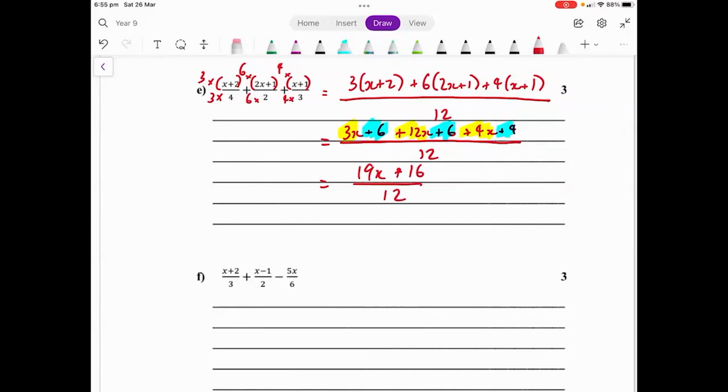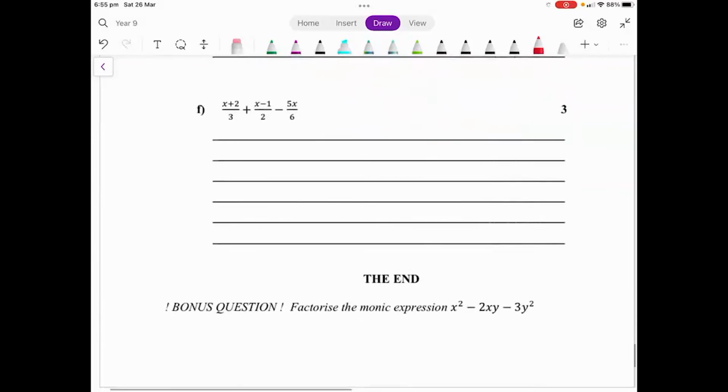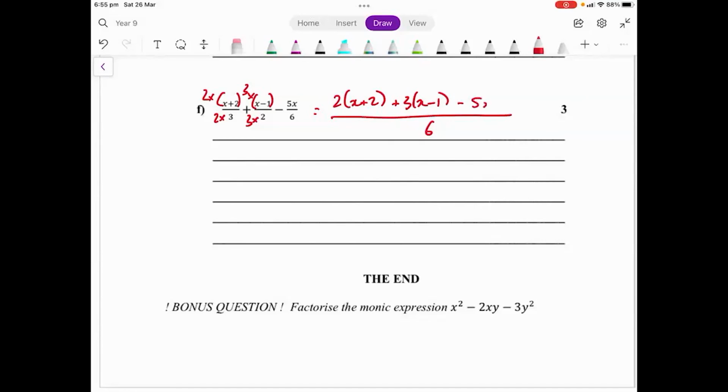Question F, very similar. This time I'm going to have a common denominator of 6, which means that the first term gets multiplied by 2 over 2, the second one by 3 over 3, and I do not need to change the third one because it's already 6. Then I write it all as one giant fraction with a common denominator of 6, and then I can expand those brackets. That gets me 2x plus 4 plus 3x minus 3 minus 5x all over 6.